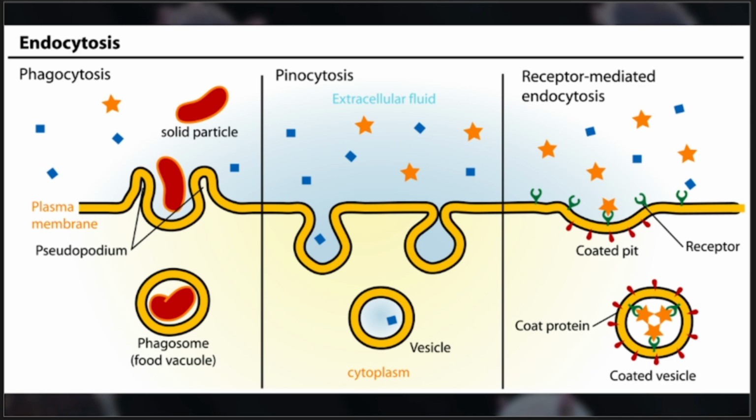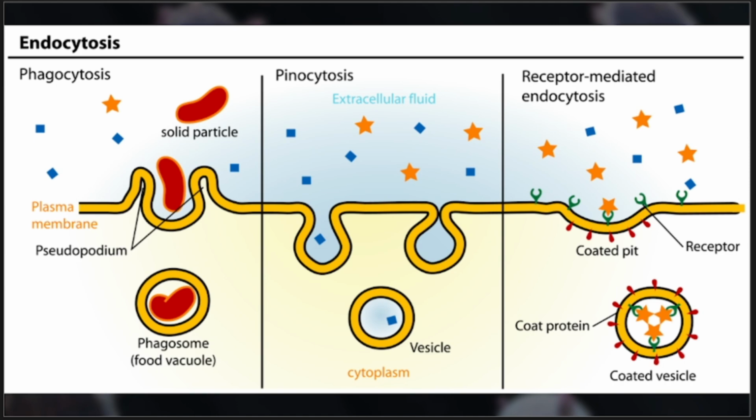Phagocytosis is considered as clathrin-independent uptake of large particles or cells. For example, an immune cell engulfs a pathogen. Okay? You also have pinocytosis. Pinocytosis is also a clathrin-independent uptake of extracellular fluid and dissolved fluids.